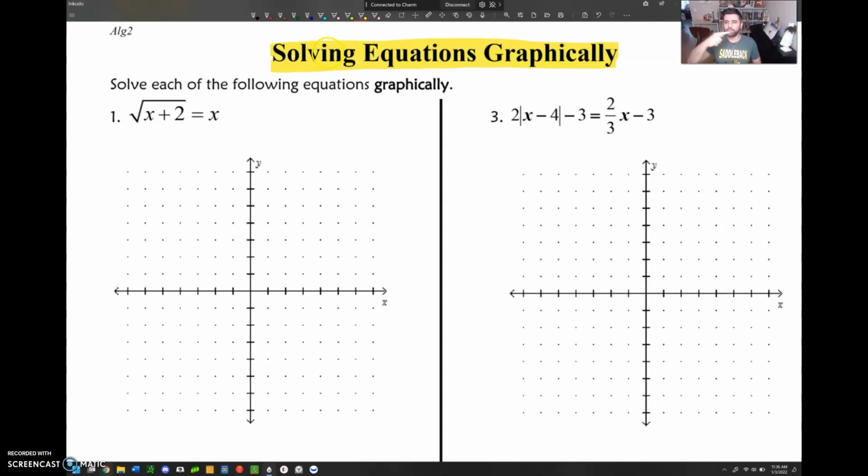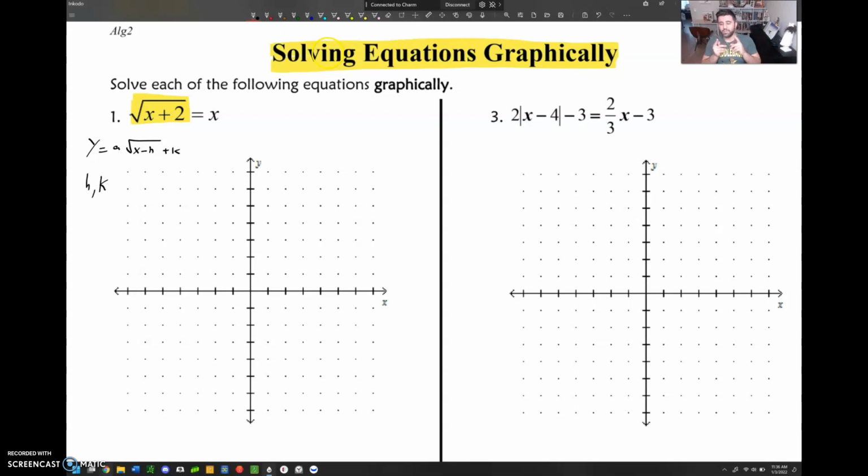Here we have the square root of x plus 2. We know the normal square root looks something like this, but obviously this one has an h. The standard formula for graphing square roots is y equals a times the square root of x minus h, plus k. And h and k is my vertex, my starting point.